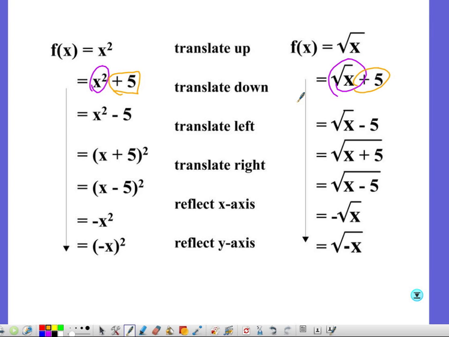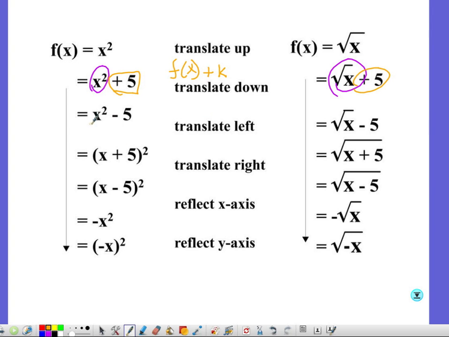So we can actually take these words and represent it using mathematical notation. So what we did in order to translate up, we took the function. So the function, we just basically take the function and we add a number at the very end. It can be +1, +2, +3, as long as we're adding a number, and we'll represent that with a variable k. So every time you see something like this, where we take the original function and we add a number at the end, this is going to represent translating up.